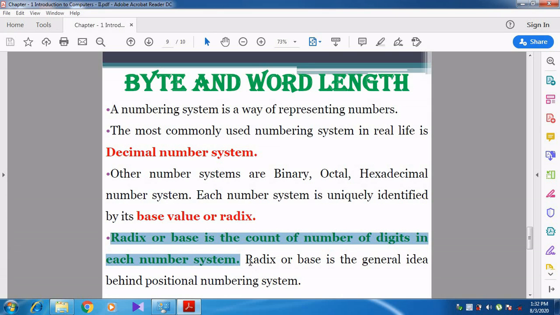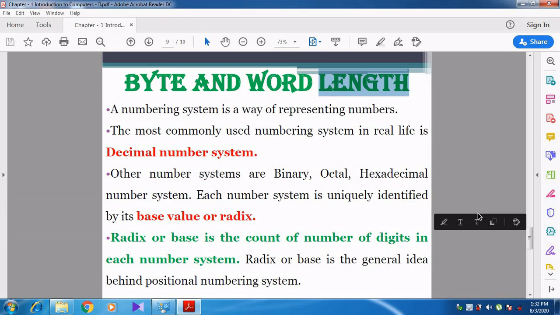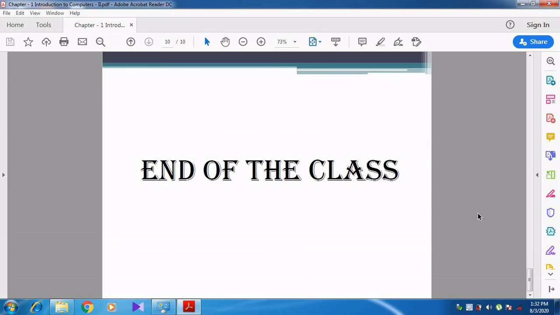So radix or base is the count of the number of digits in each number system. It is the general idea behind the positional numbering system, used to uniquely identify each and every number system. Right. So in this video we discussed memory sizes and the different numbering systems. I think you might have understood all this content.